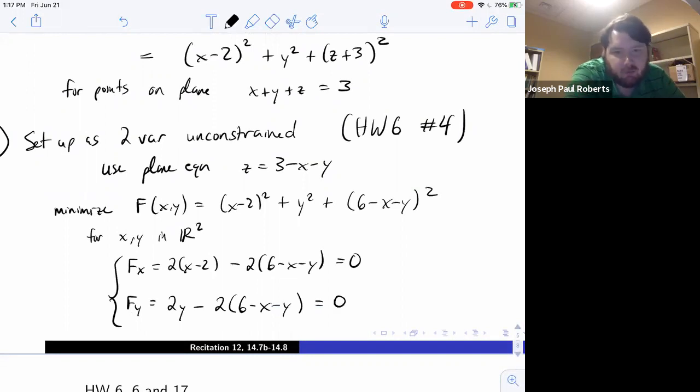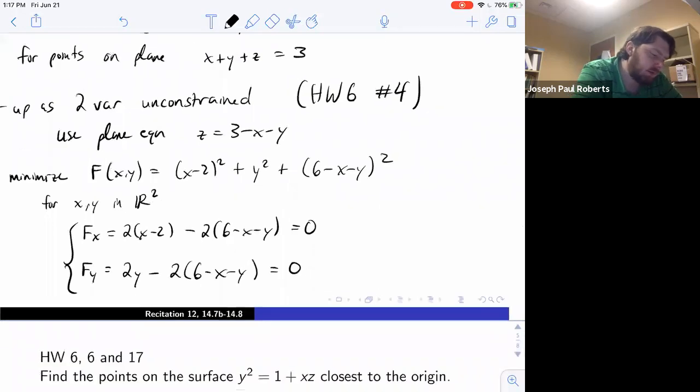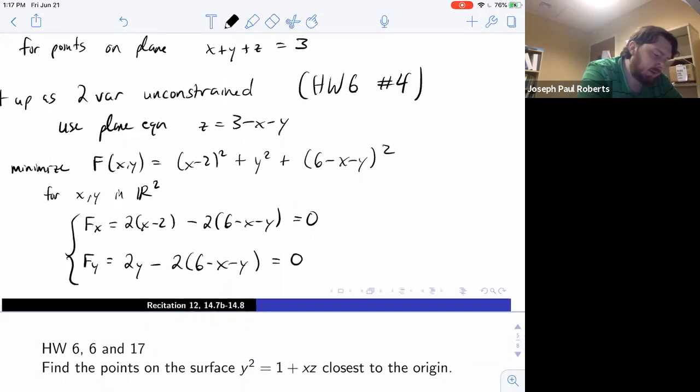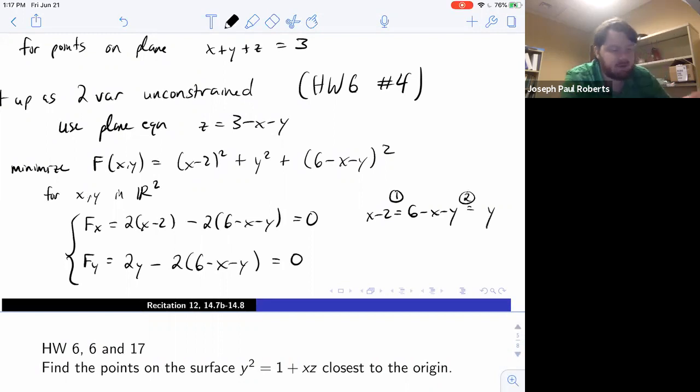So x partial, y partial, both equal to 0. Without too much trouble, you could move that 2 times (6 minus x minus y) to the other side to get that x minus 2 equals 6 minus x minus y. That's what equation 1 is saying. But equation 2 is telling you that that's equal to y. So I divided everything by 2 just for simplicity. So y equals x minus 2. And then you kind of go from there.